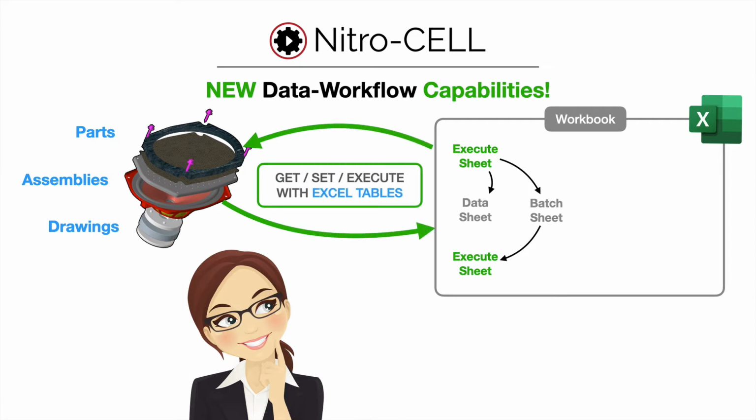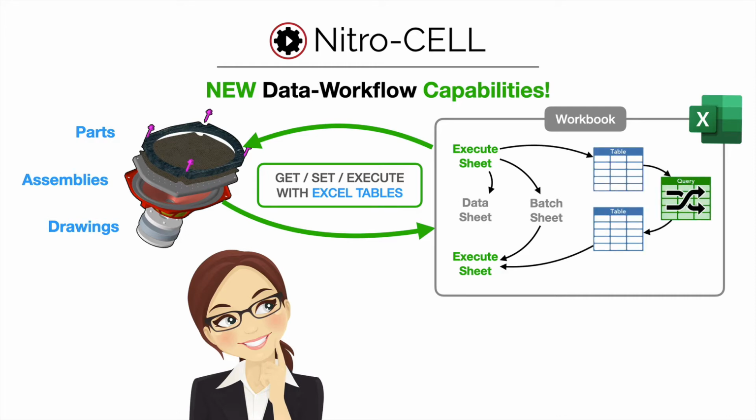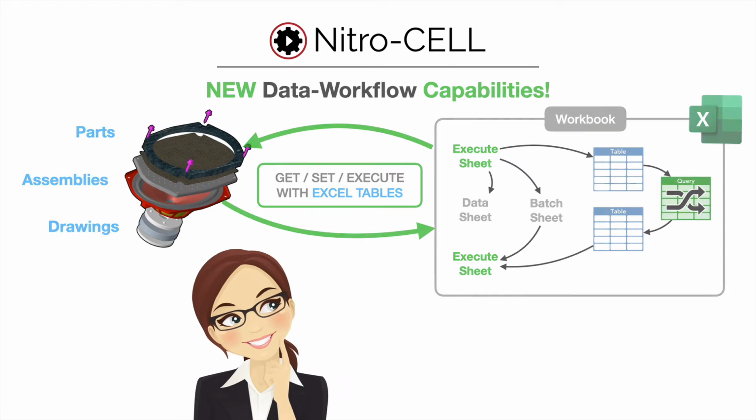So the new data workflow when you do this would basically be to use execute sheets just as you do right now within Nitro-CELL to get, set, and execute transactions with Creo, but use Excel tables to augment that process. So you could actually write data from Creo to an Excel table. You could also perform Power Query operations to transform or augment or merge that data in some way, and then write back another table that can then be passed into Creo in the form of instructions for how things need to be updated or put together or whatever you want to do.